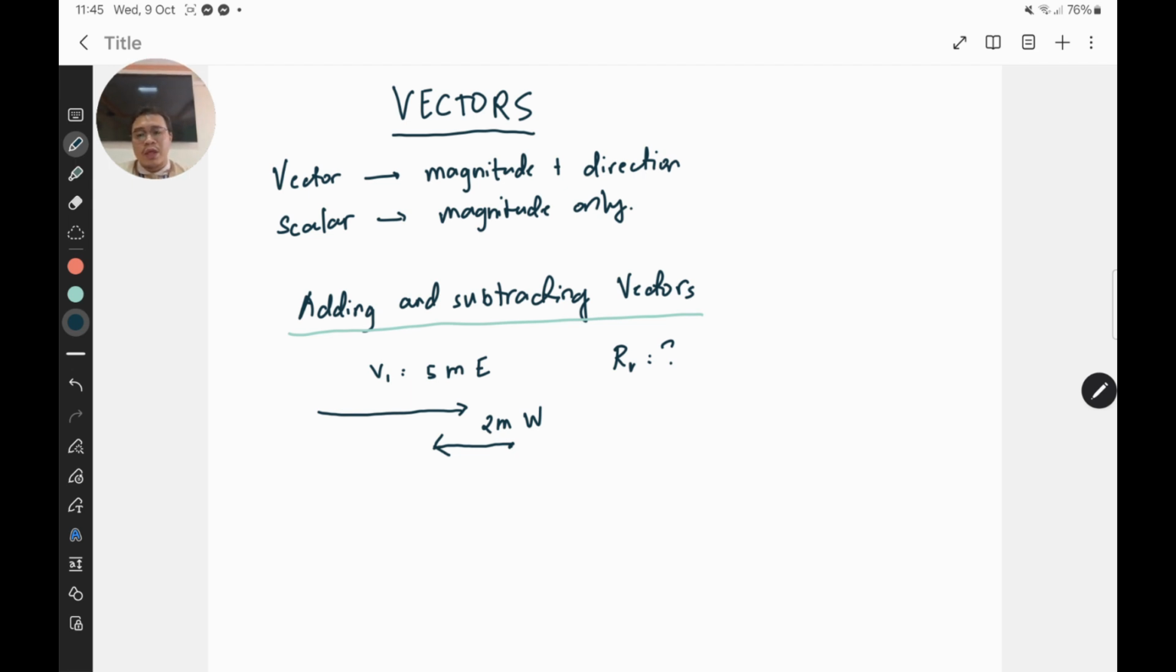Now, when we add or subtract vectors, we have to be vigilant with the direction of where these vectors are pointed, because depending on the direction where they are pointed, that will determine what operation we are going to use. So to make it easier for you to remember these directions, always remember that we have a Cartesian plane wherein we can always track our directions.